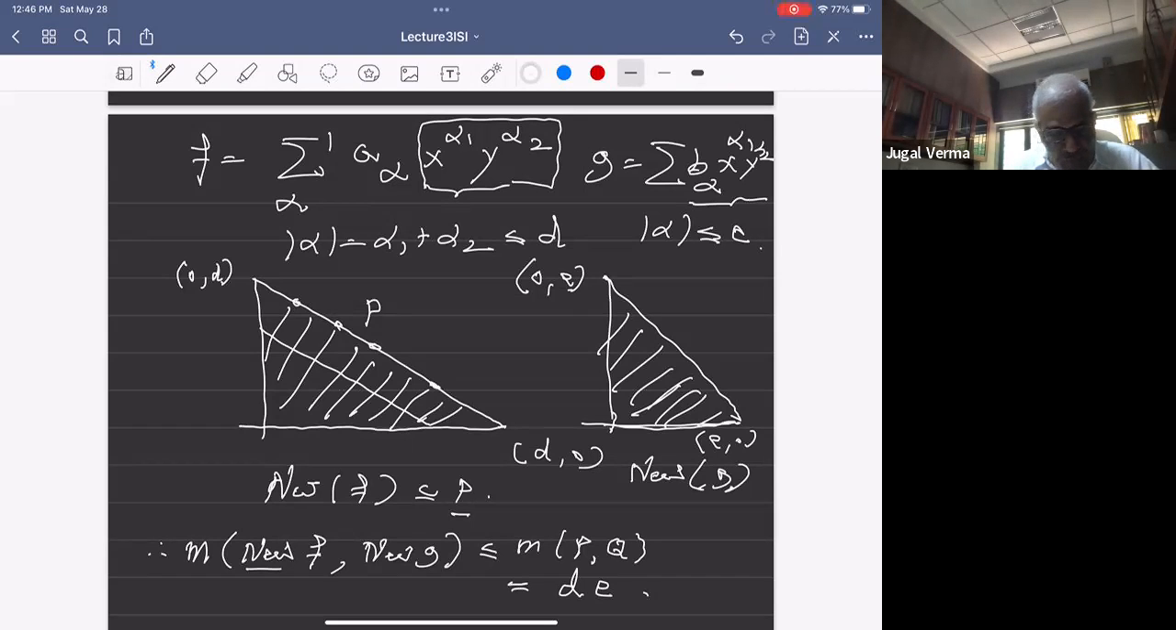So that's all. This is Bézout's theorem. This is the shortest proof of Bézout's theorem, assuming, of course, the result of Bernstein. Any questions?